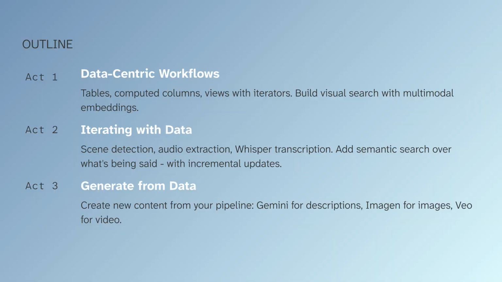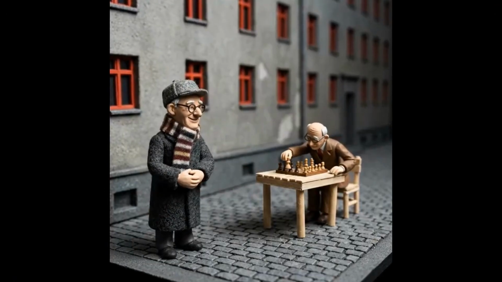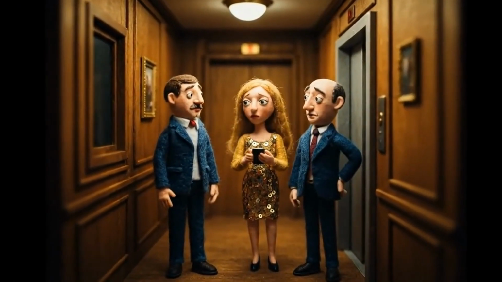So this series has 3 acts. The first is data-centric workflows. The second is iterating with data. And in the final act, we're going to generate from data. In the final act, we'll generate dioramas from scenes in The Queen's Gambit, and dioramas inspired by scenes from Only Murders in the Building.